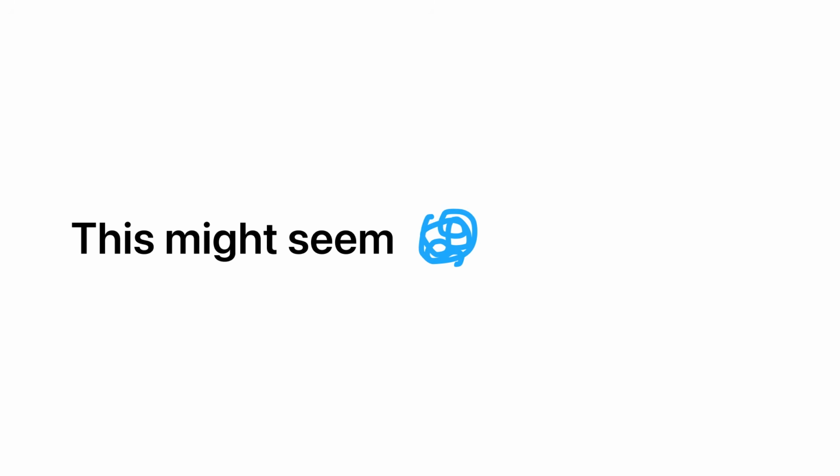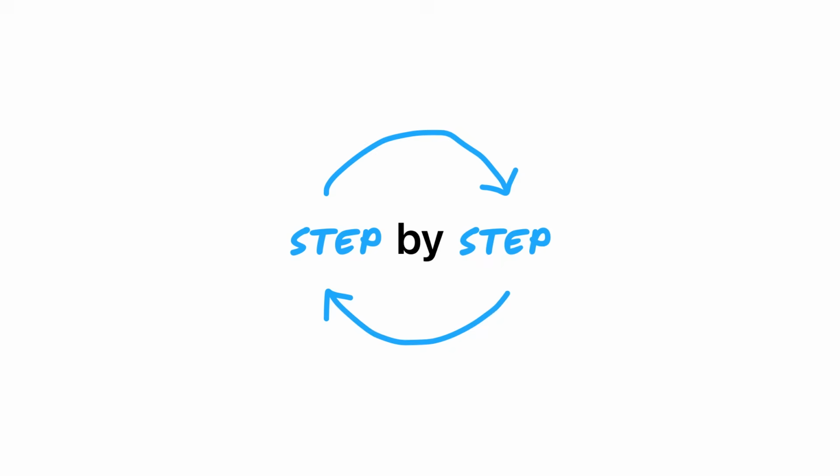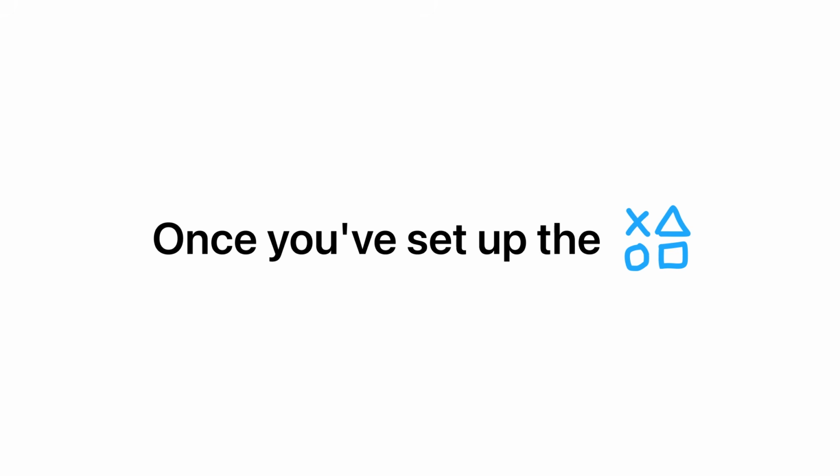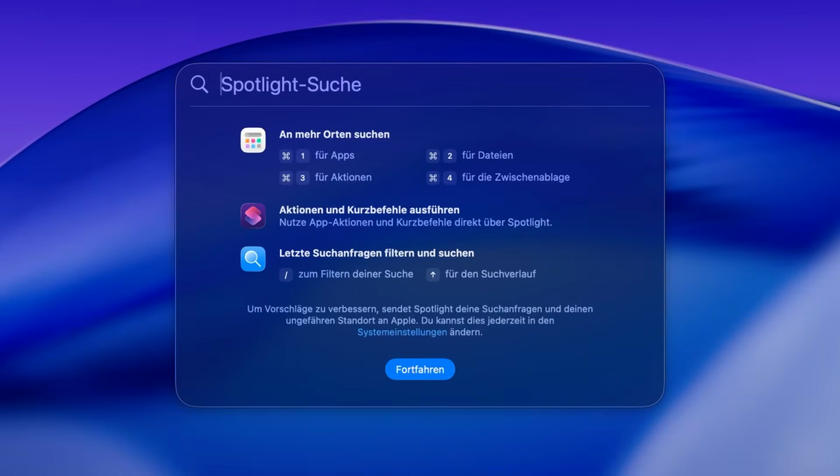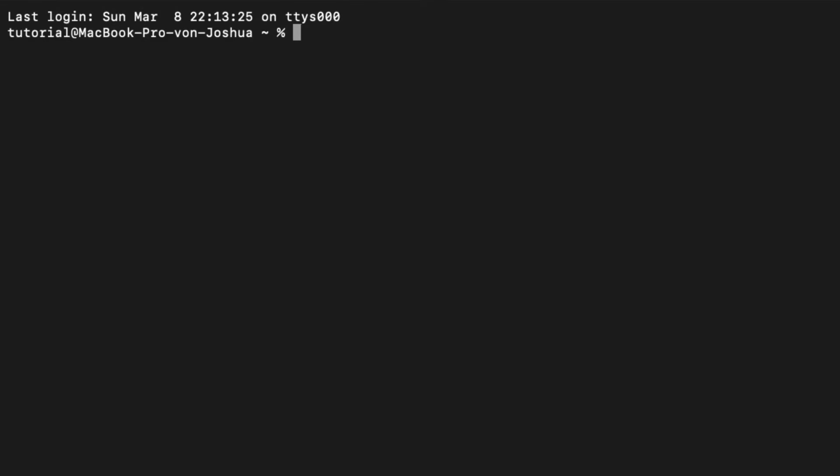This might seem complicated at first glance, but don't worry. We'll go through each point step by step and I'll show you in detail what you need to do. Once you've set up the system, you won't have to do this step again. First, open your terminal. You can find it using Spotlight Search on your Mac. If you've never used it before, it may seem a little overwhelming at first. But don't worry, it's not as complicated as it looks.